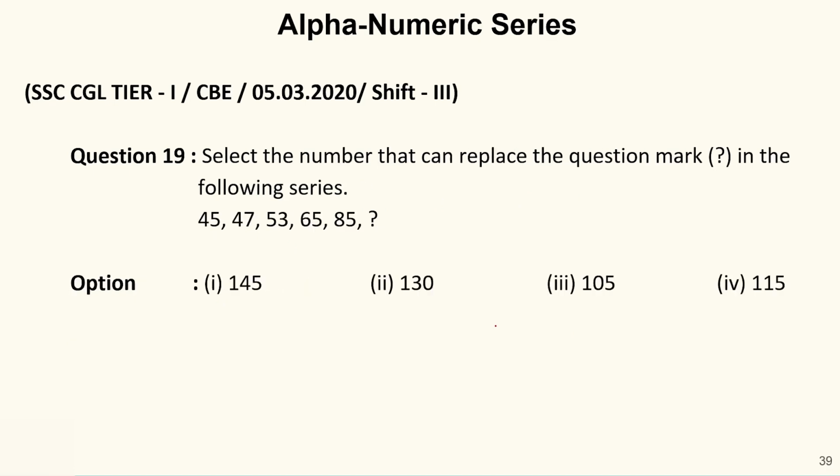Then this question. So if I add 2, I'll get 47. Right? If I add 4, no, from 47, if we are going to 53, that means we have added 6.